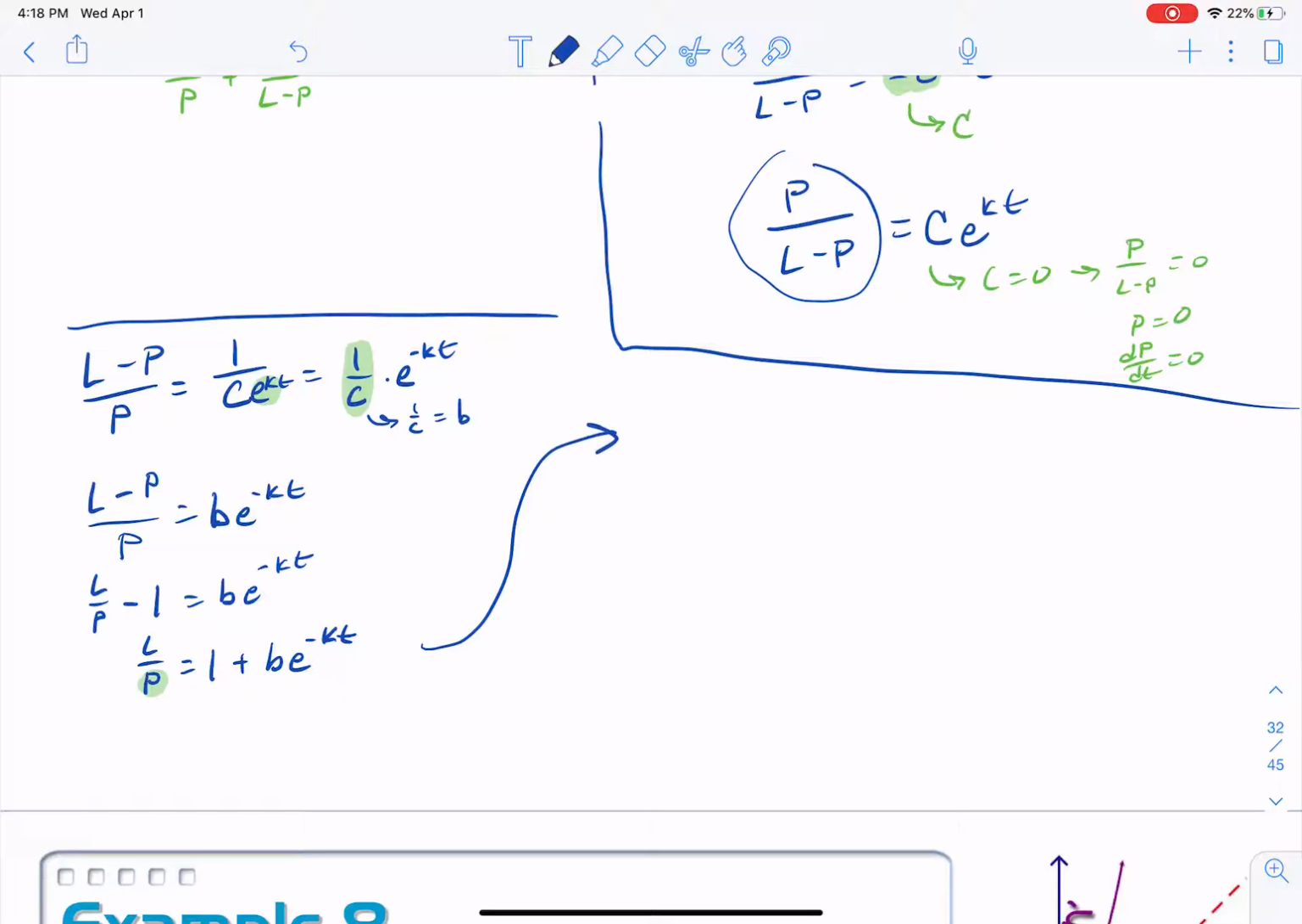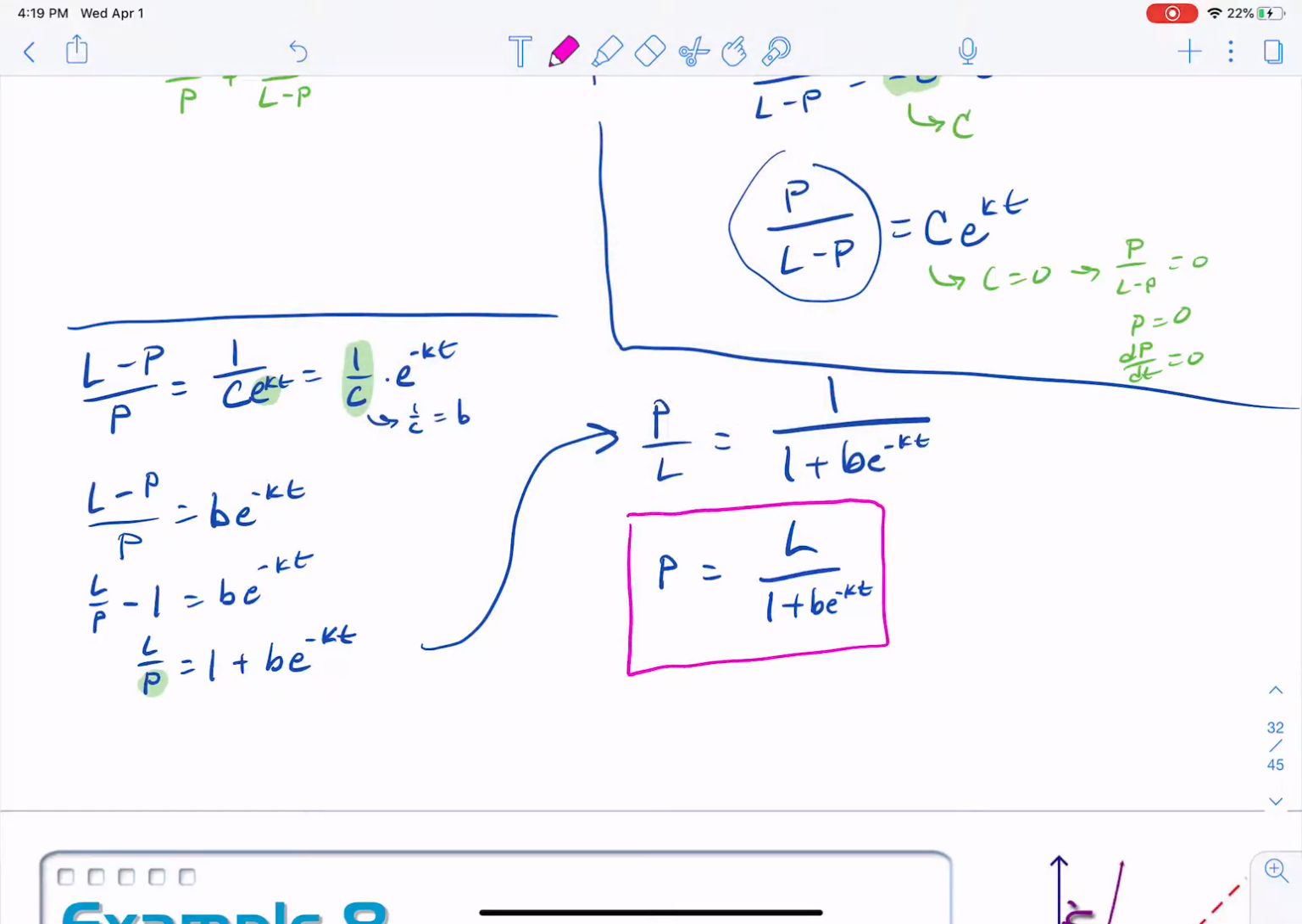So we're going to take the reciprocal and flip this upside down, and we're going to have P over L is equal to 1 over 1 plus b e to the negative kt. And then the last step is to multiply the L over to the right-hand side of the equation. P is equal to L over 1 plus b e to the negative kt. And there you have it. There is the solution to the logistic growth model.